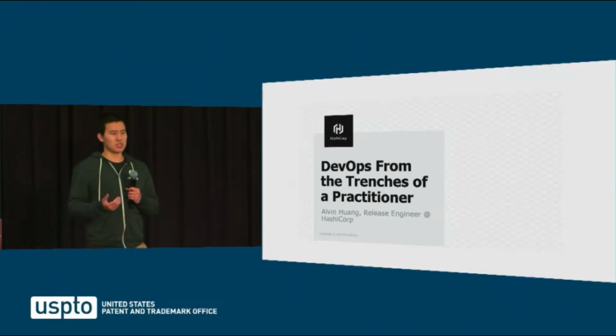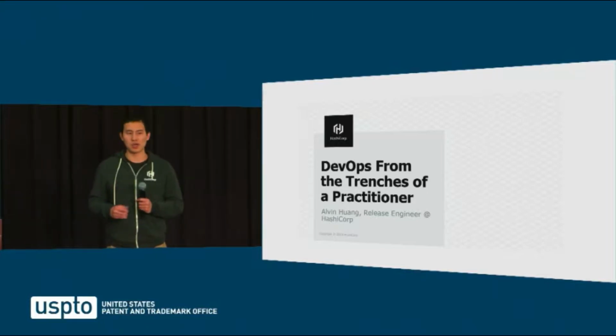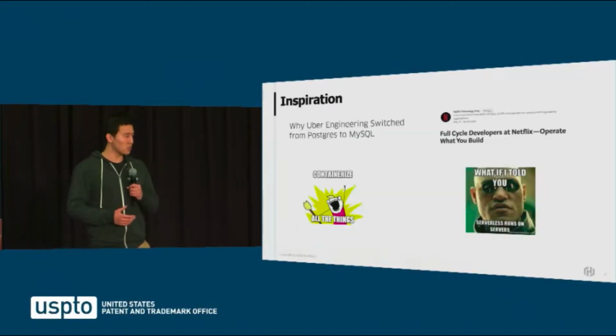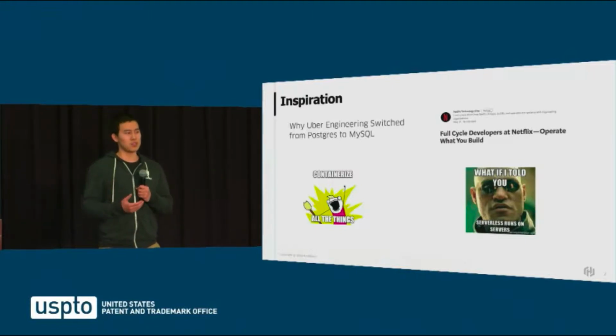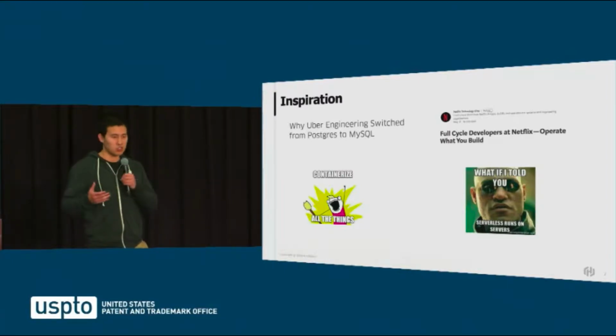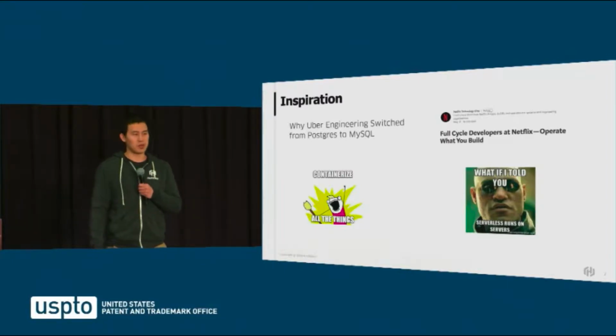Every day, we read new blog posts on the internet about technological decisions, such as Uber moving from Postgres to MySQL, or Netflix having full-cycle developers. But what's really often omitted is the how. How do they get from nothing to the final product that we always get to read about?